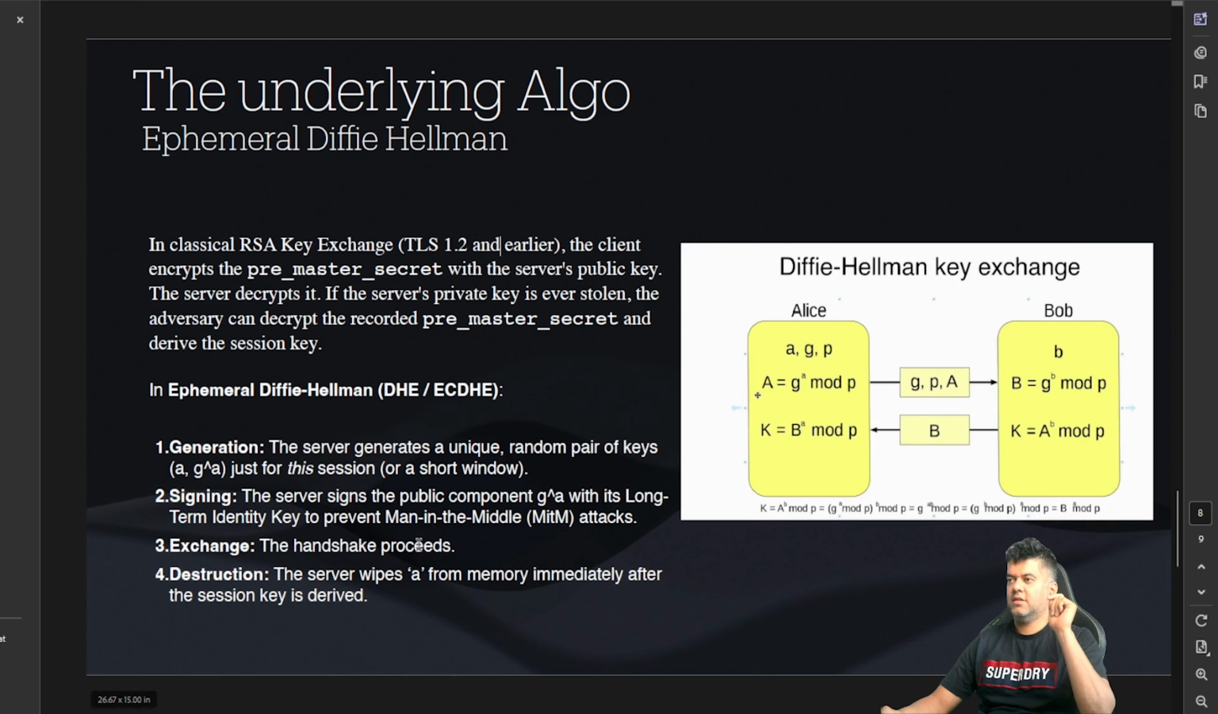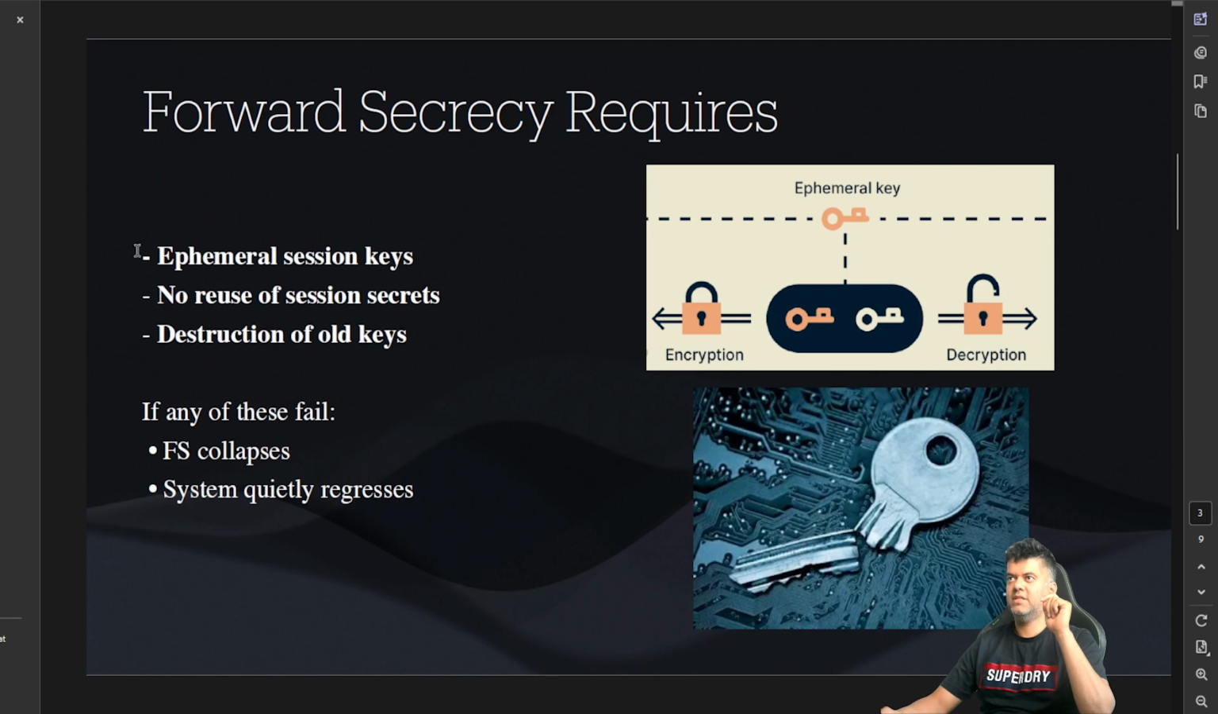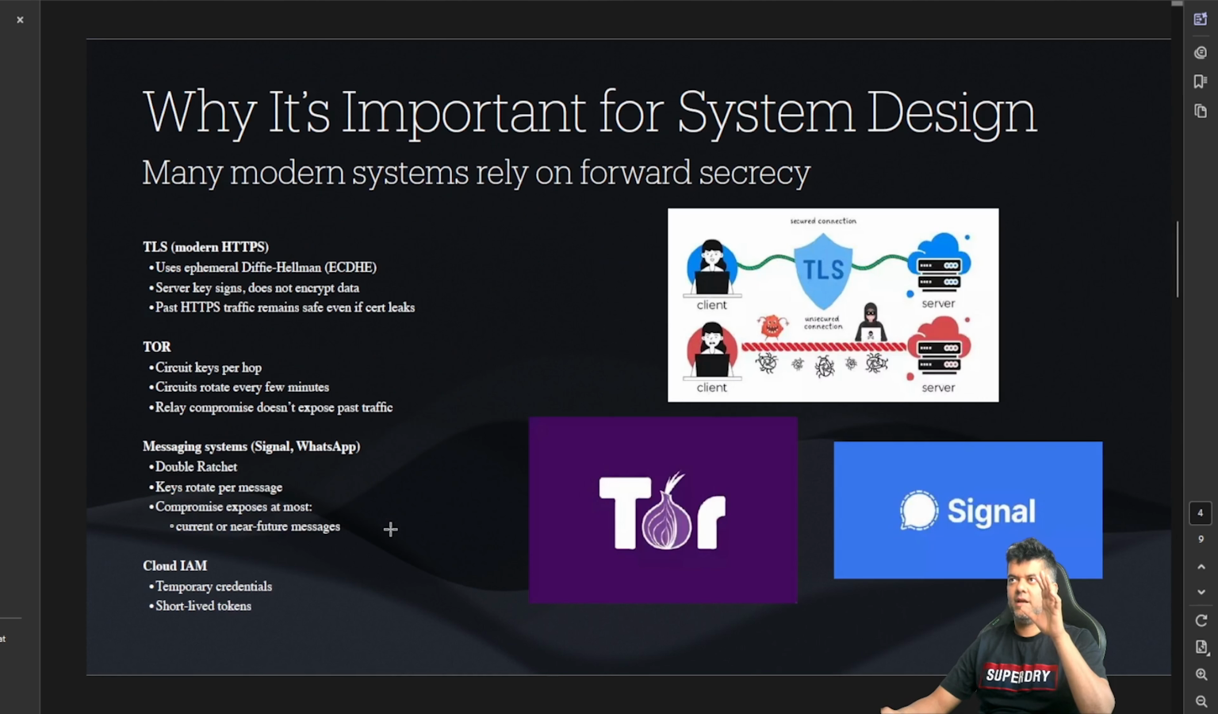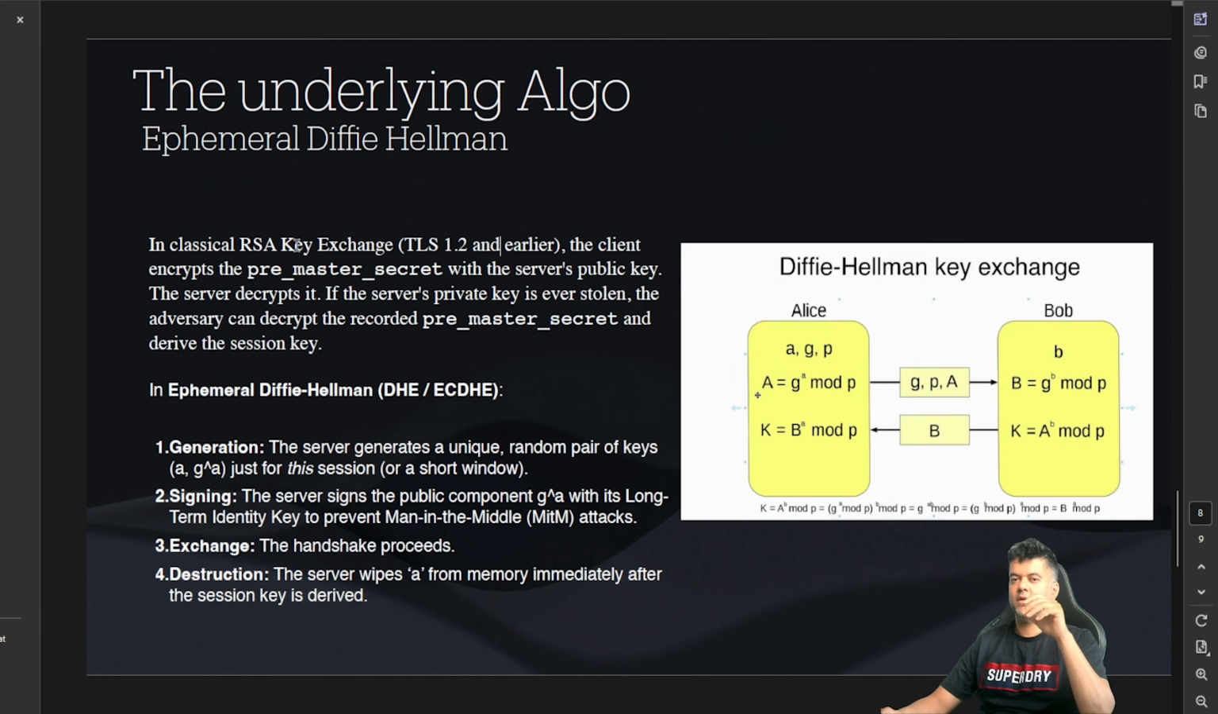So the exchange, the handshake proceeds, and for destruction, the server wipes A from memory immediately after the session key is derived. So these 4 steps map to these 3 rules, which are ephemeral session keys, no reuse of session secrets, and destruction of old keys. Now, if you see that here, this is happening in the ephemeral Diffie-Hellman algorithm by default. So you're generating new keys for each session, signing those keys, right? And you're wiping those keys out. So that's basically directly aligning with how forward secrecy works. That's why the ephemeral Diffie-Hellman is so well aligned with that.